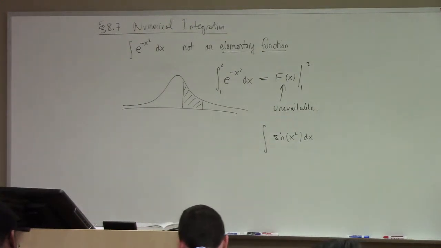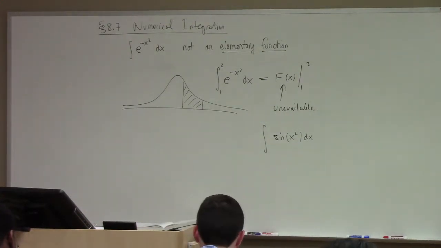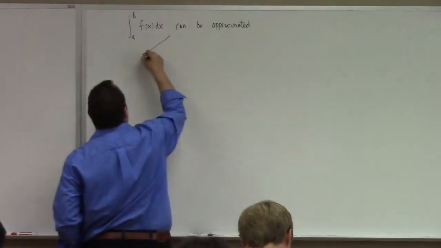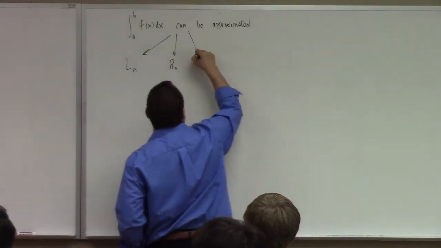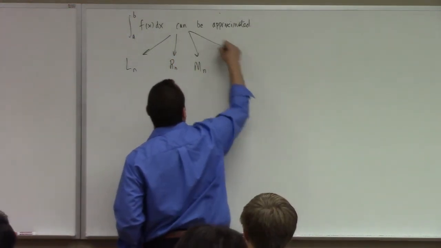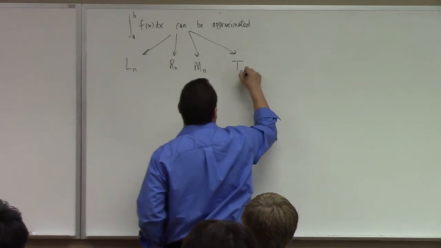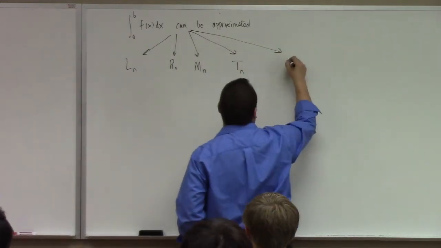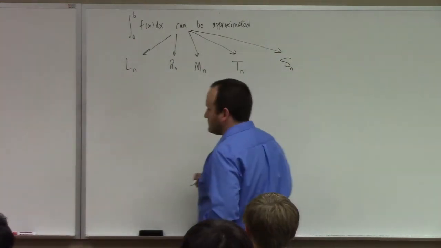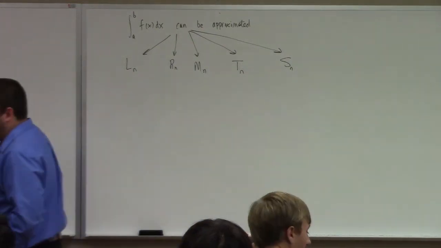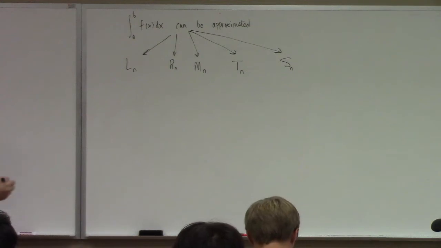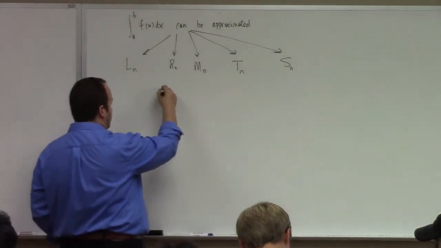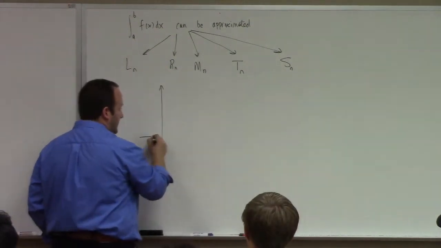can be approximated by a few different rules. You can use the left endpoint rule, you can use the right endpoint rule, you can use the midpoint rule, you can use the trapezoid rule, you can use Simpson's rule. All right? So in order to explain these, I first need to set up a little bit of nomenclature, a name Colin, if you will.